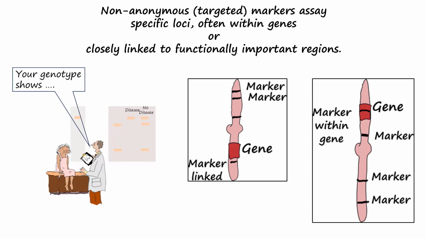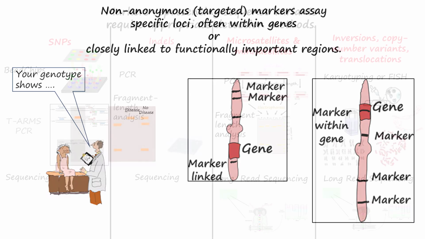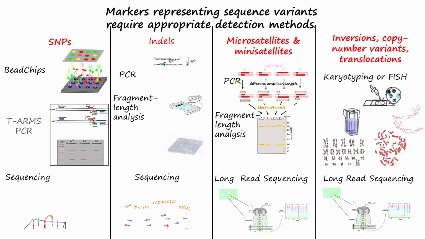They assay a specific identifiable locus, and in many applications, particularly association studies and marker-assisted selection, such markers are intentionally chosen because they fall within genes or lie closely linked to functionally important loci, although they can occur anywhere in the genome. Detecting them requires methods tailored to the type of sequence change involved.